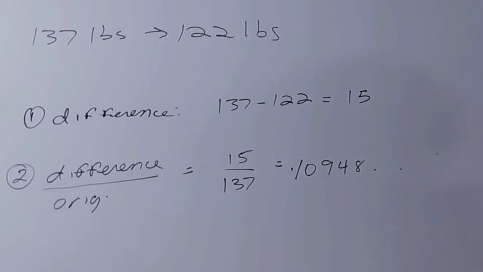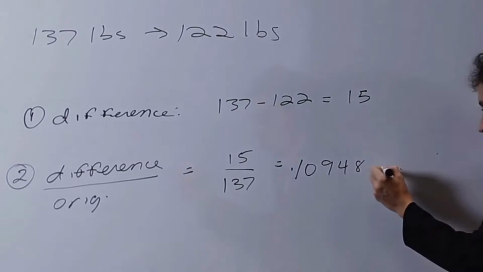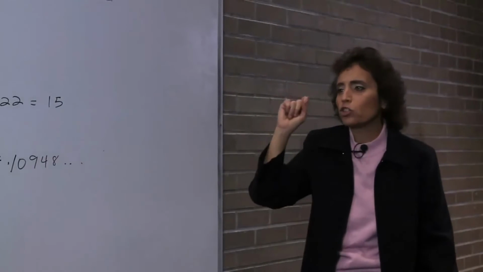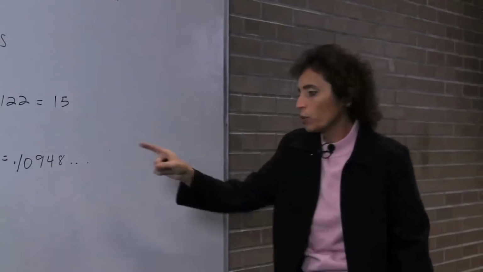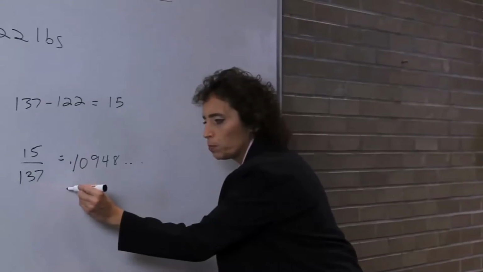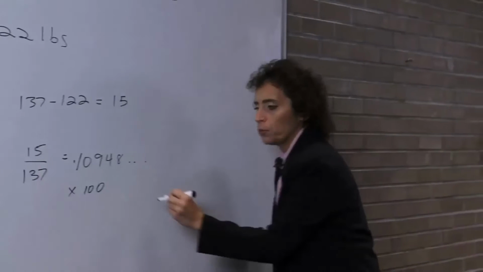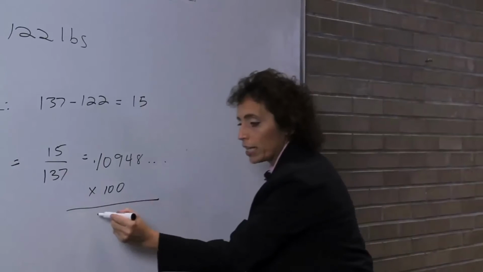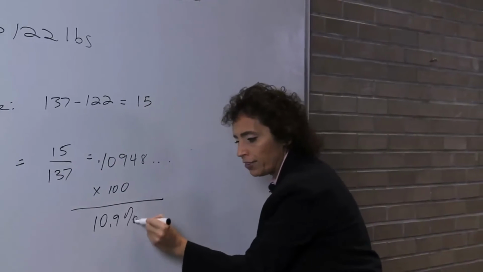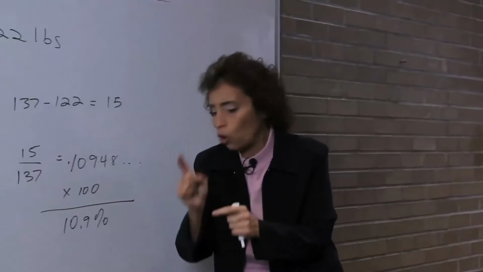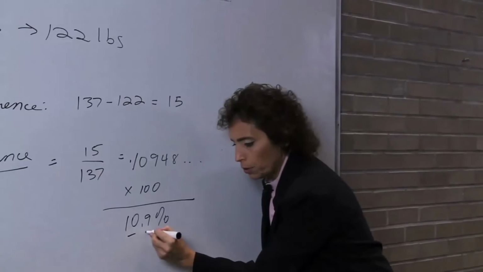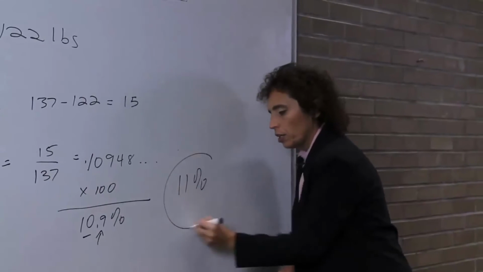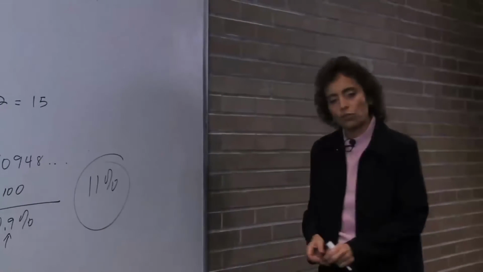When we do that, we get 0.10948. And we keep going a little bit. It doesn't end there. But now we want to change that to a percent. That's the important part. So we have to multiply that by 100. When we multiply that by 100, we have to move the decimal 2 places to the right. So we get 10.9%. However, we want it to the nearest whole percent. So I look at this number. That 9 tells me to move that up. So it's 11%. So it's a decrease of 11%.